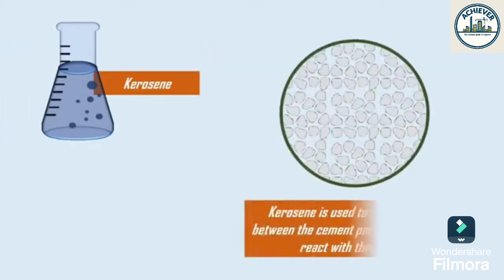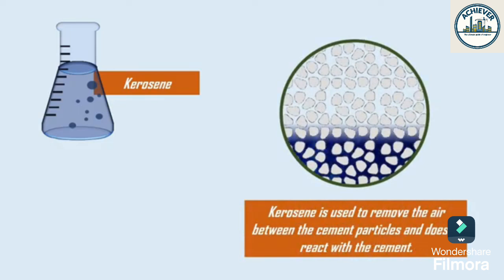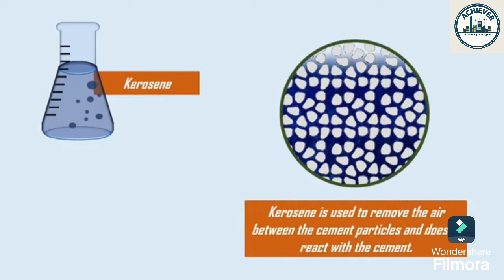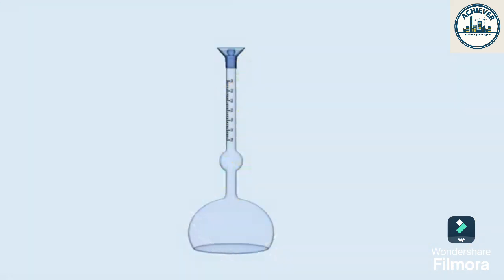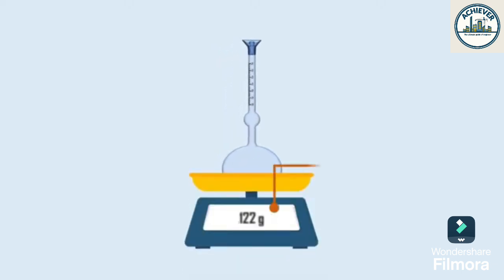Here, the kerosene is used to remove the air between the cement particles, as it doesn't react with the cement. Let us now proceed to the procedure for performing a specific gravity test on cement. The flask is made completely dry and liquid and moisture-free. The empty flask is weighed and it is taken as W1.